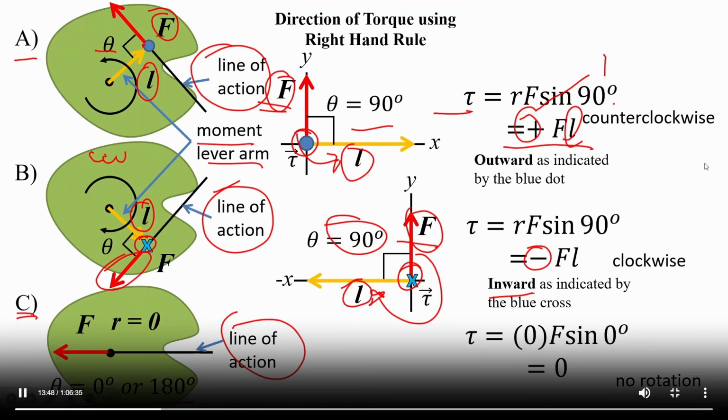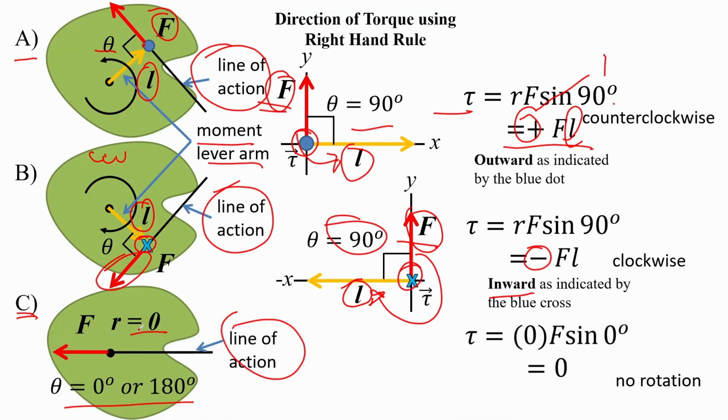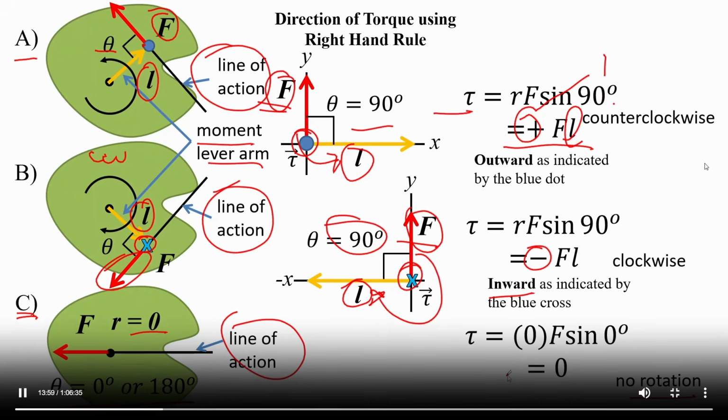The distance r or L is also 0. So it doesn't really matter. So no rotation. So if your force intersects your axis of rotation, it has no contribution to the rotation. Okay, I hope that's clear.